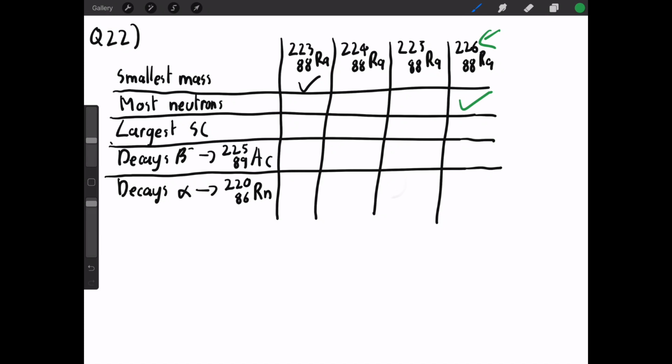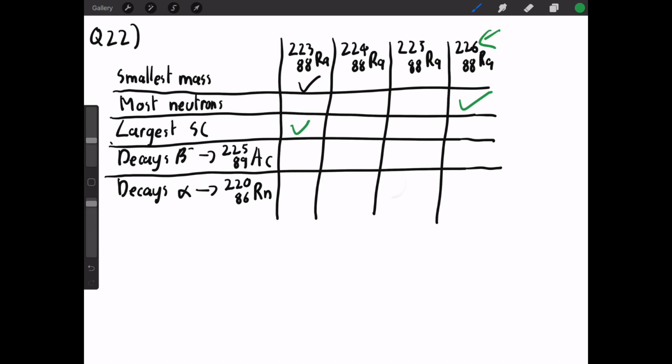The one with the largest specific charge, well, they've all got the same charge in the nucleus because they've all got the same number of protons. So we're looking for something with the smallest mass, which of course is going to be this one because it's 223.